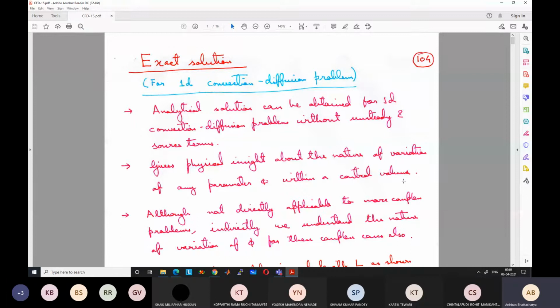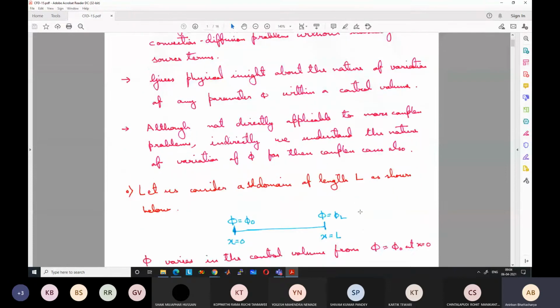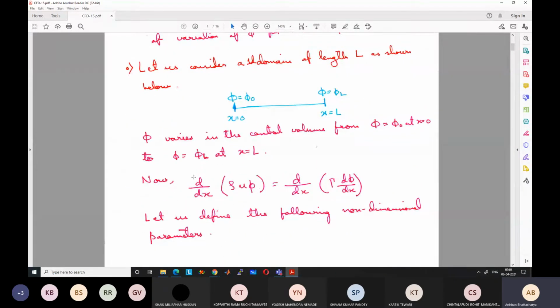Okay, thank you. So in the last two classes we have started discussing convection diffusion problems and how to discretize those types of problems. We started this discussion by considering a simple 1D problem: d/dx of (rho u phi) is equal to d/dx of (gamma d phi/dx). We ignored the source term and the unsteady term because we know how to treat them very easily. So the main issue was how to discretize this convective, advective term.